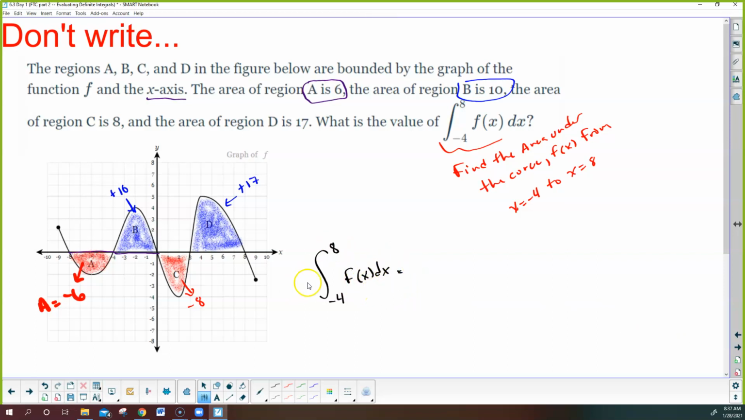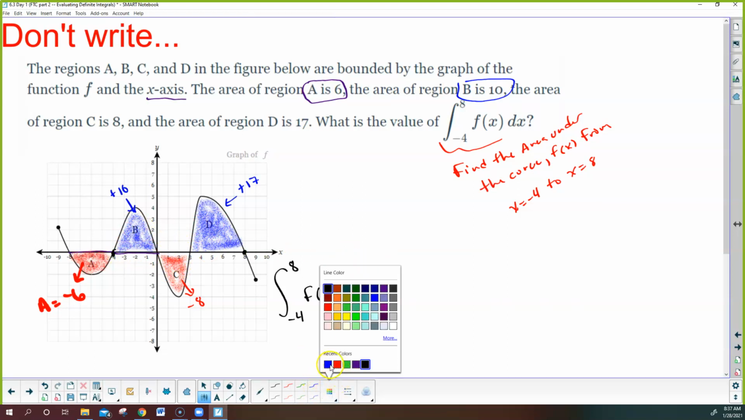And what I want you to focus on today is, I know getting the answer could be very quick. I'm not really concerned about getting the right answer. I'm concerned about setting up the correct notation. So what do they want me to do? They want me to start at negative 4, right here, and then they want me to go all the way to 8. Well, if I do that, I'm adding 1, 2, 3 different areas together.